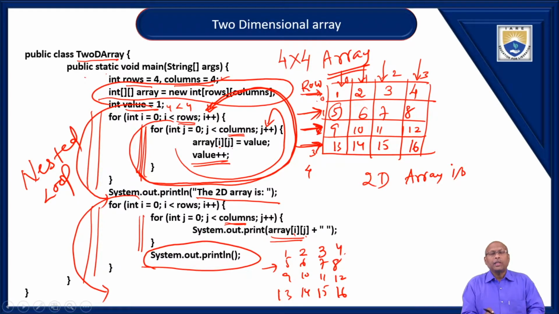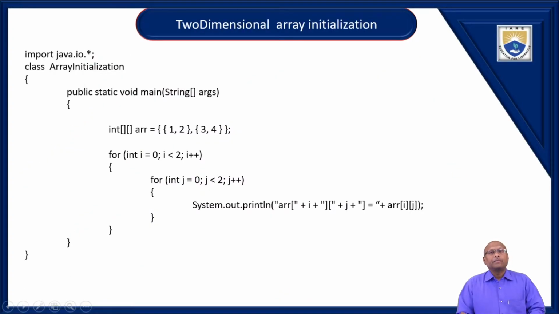So your goal is what? Store value and print value. Store the value in the 2-dimensional array and print the value from the 2-dimensional array. So in this way, you can write this program. Whenever a matrix program comes, you have to use this type of program. So remember, for a matrix, you always have to use a nested loop. Loop within a loop.